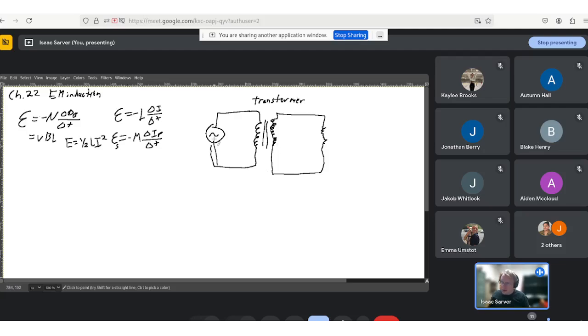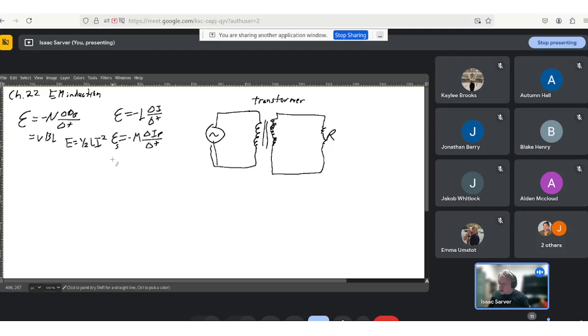So there's no reason why this side has to be the primary and this side has to be the secondary. I could turn this transformer around the other way. I could wire it the other direction for kicks and giggles and squiggles and all that.